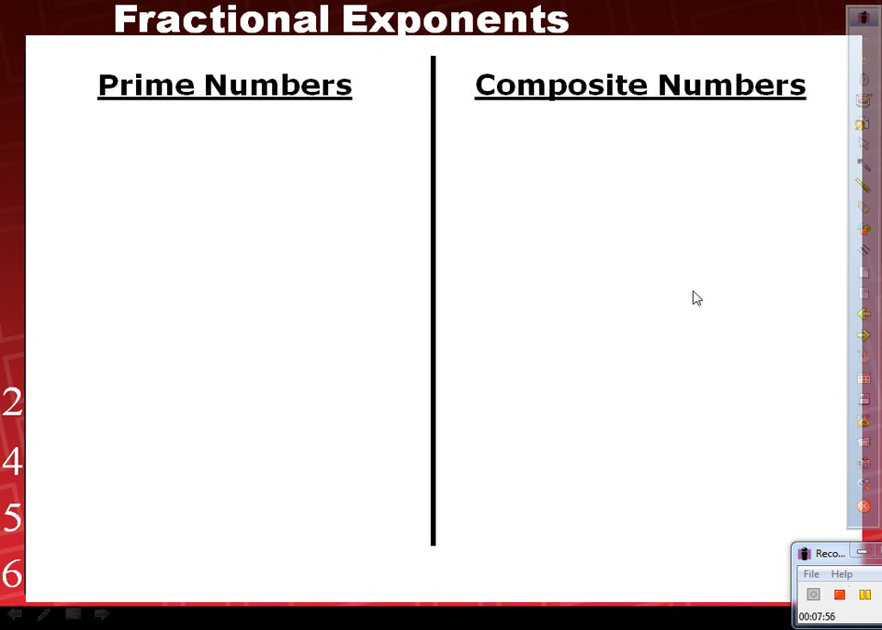Next, before I get into the examples, let me review really quick because we're going to need some of this for later on. Prime numbers and composite numbers. I'm going to take you back to elementary school.